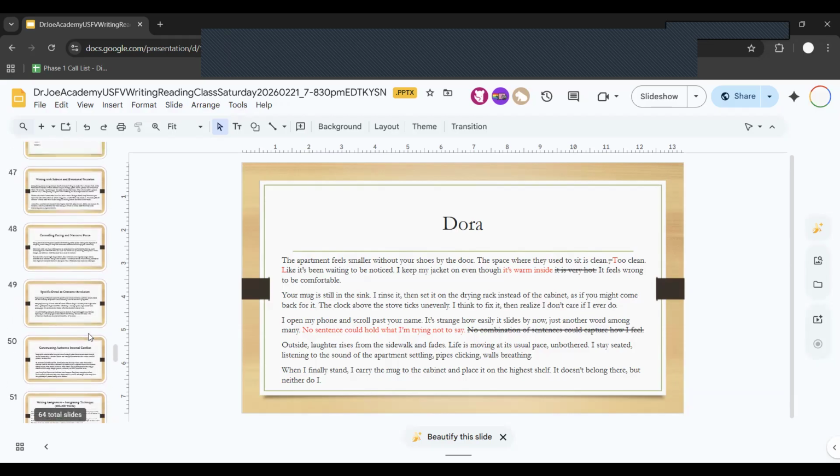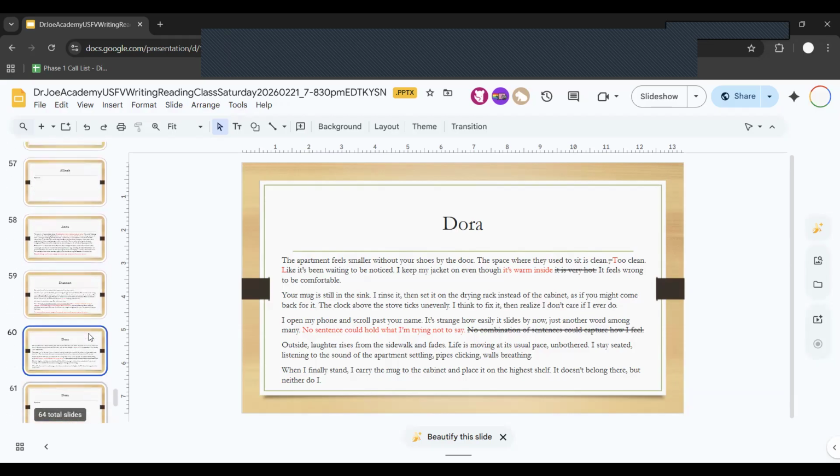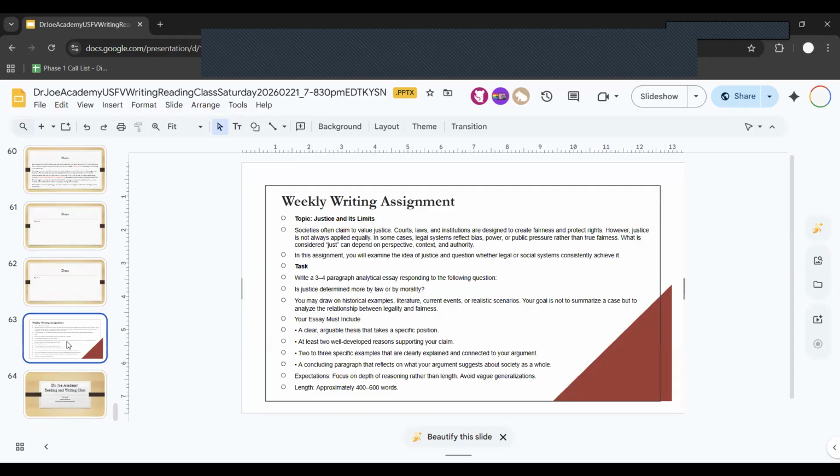It is 8:34, Stanley. I'm going to be reading your response right after class, so in the next 5 minutes. In terms of the weekly writing assignment, the topic is justice and its limits. Society often claims to value justice. Courts, laws, and institutions are designed to create fairness and protect rights. However, justice is not always applied equally. In some cases, legal systems reflect bias, power, or public pressure rather than true fairness.